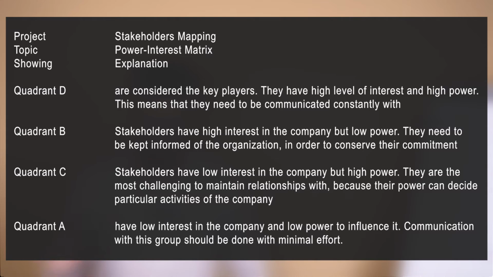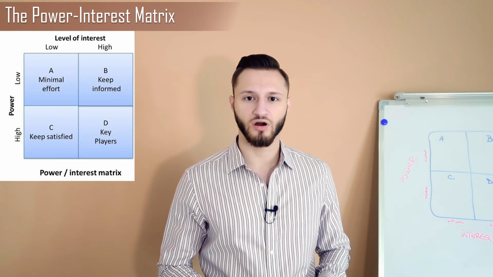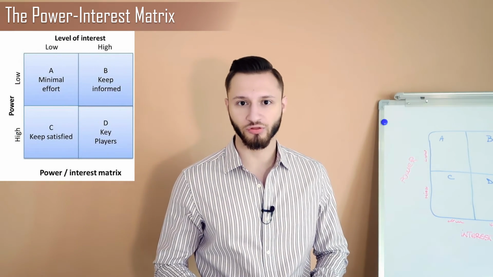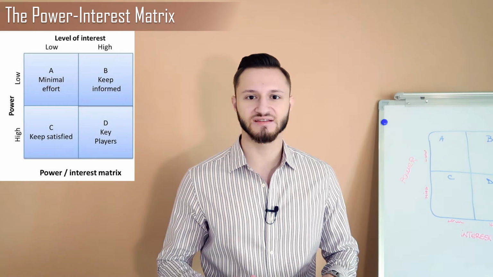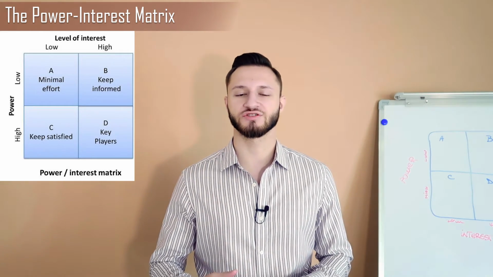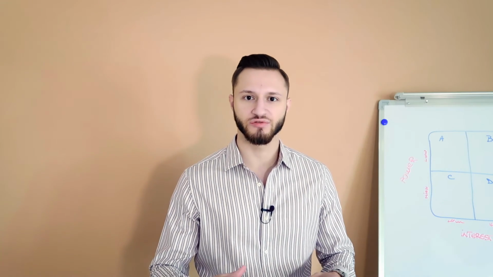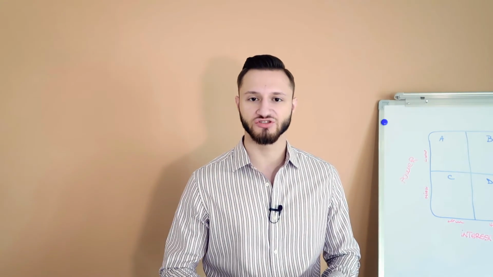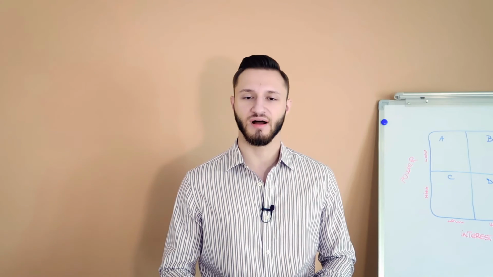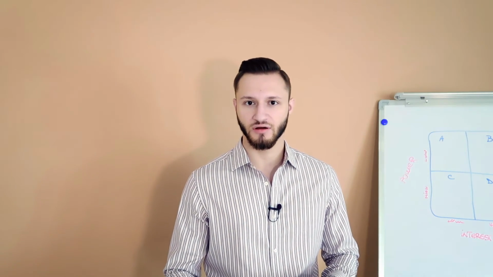And finally, Quadrant A have low interest in the company and low power to influence it. Therefore, communication with this group should be done with minimal effort. The communication department of a company needs to be aware that although the power usually stays the same, the level of interest of each group of stakeholders in the company might change. So these entire categories might change and fluctuate. Therefore, this model should be run on a regular basis.